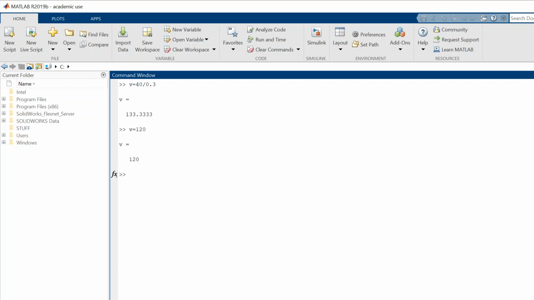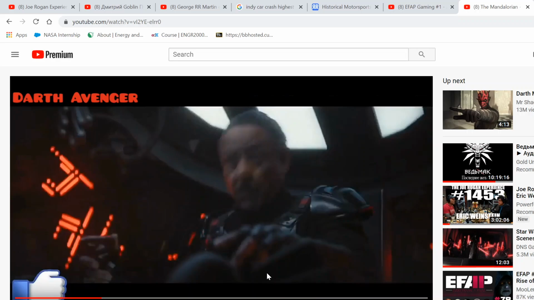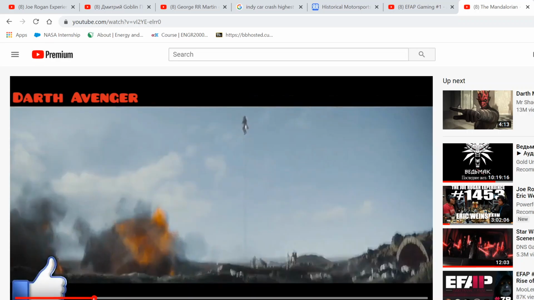So 120, velocity is going to be equal to 120. If we have velocity is equal to 120, what is acceleration? Acceleration is the time it took for the change in velocity. Now in this particular case, we know that Mandalorian actually has no velocity at the initial point.